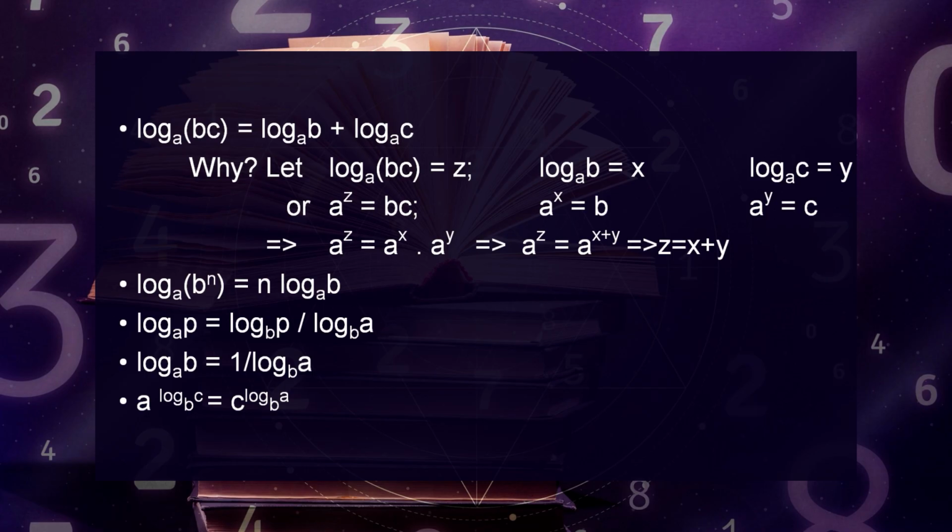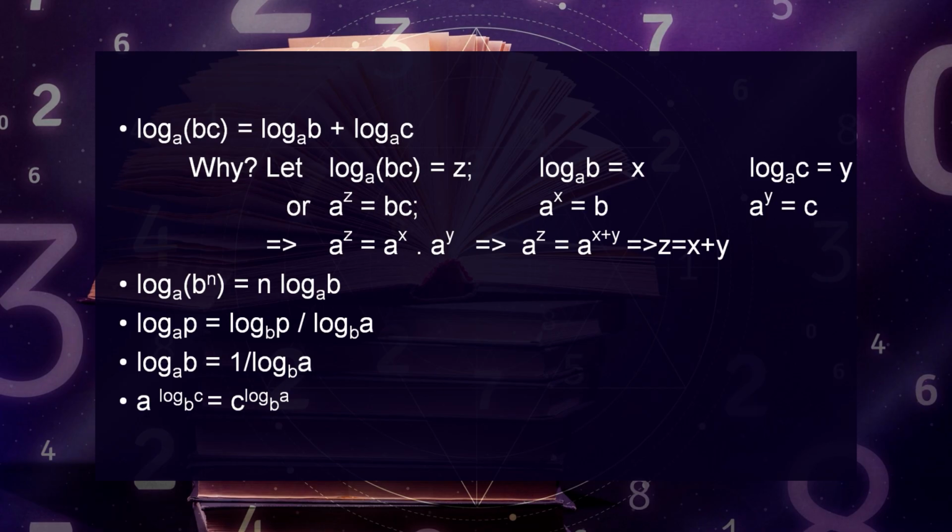And if I say this particular thing, b is basically a to the power x, c is a to the power y, so we replace in a to the power z equals bc the value of b and c. So what we get? A to the power z equals a to the power x multiplied by a to the power y, and as we know the rule of exponents, we simply need to add the exponents in this particular case if the base is same and we are multiplying them.